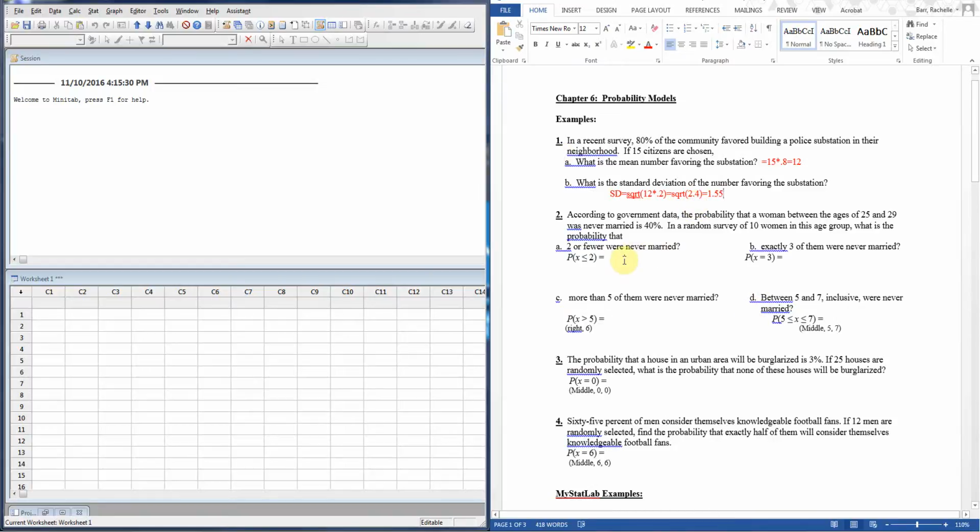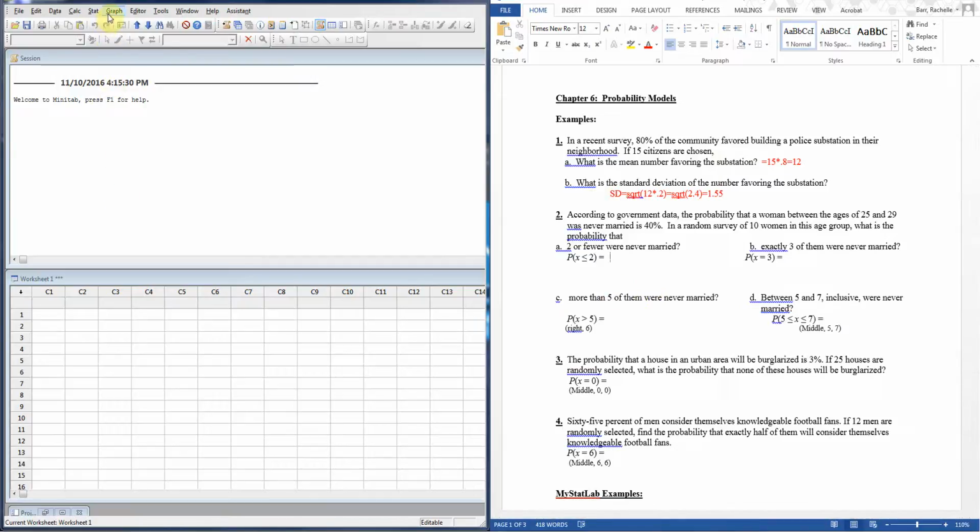Okay, let's look at calculating some probabilities. So according to the government data, the probability that a woman between the ages of 25 and 29 was never married is about 40%. In a random survey of 10 women in this age group, what is the probability that 2 or fewer are never married? So this is a binomial because there's a certain number of successes and a certain number of trials, and we have a defined probability for success. And that's 40%, so that's my P, and there's my sample size N, or my number of trials, and I'm going to go ahead and calculate this probability.